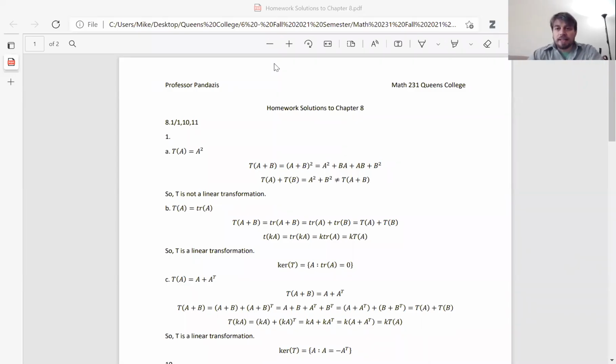Hi, this is a homework solution. These are the homework solutions to Chapter 8 problems. So let's start with 8.1, numbers 1, 10, 11.